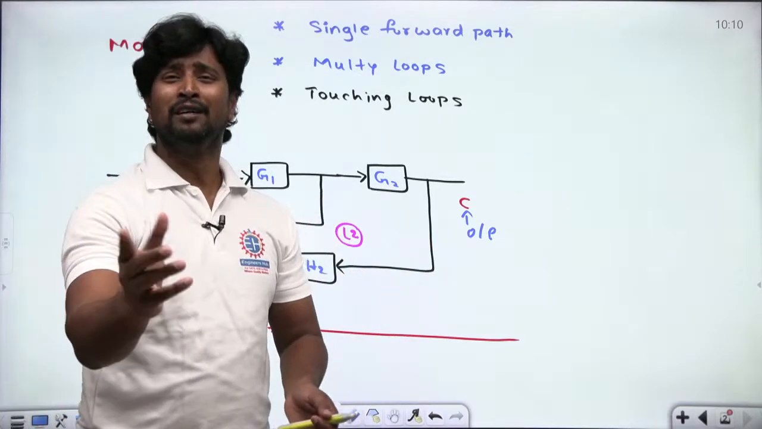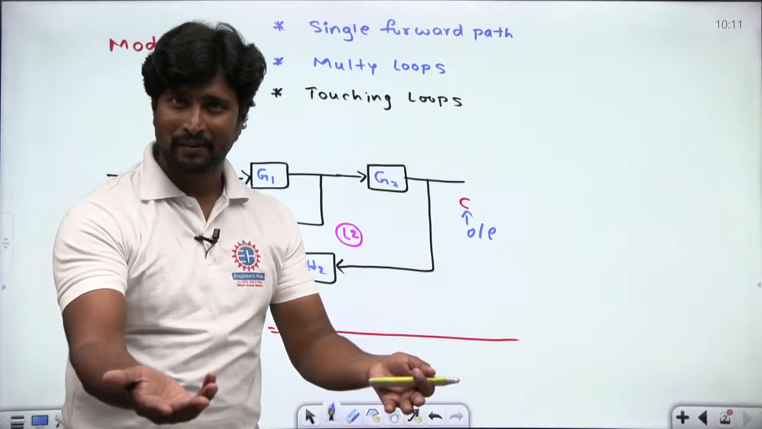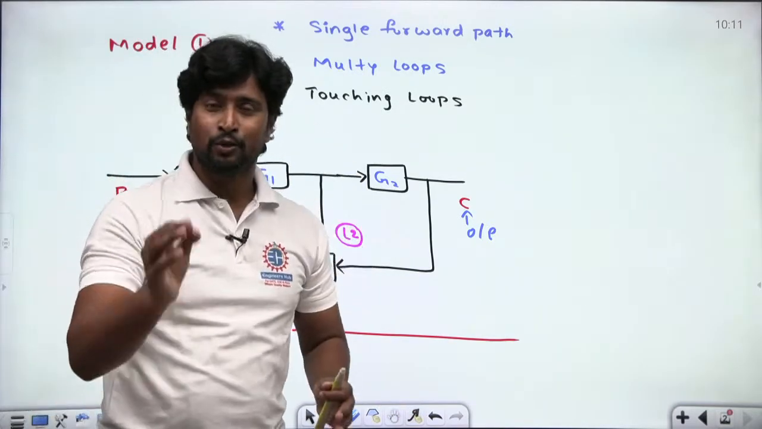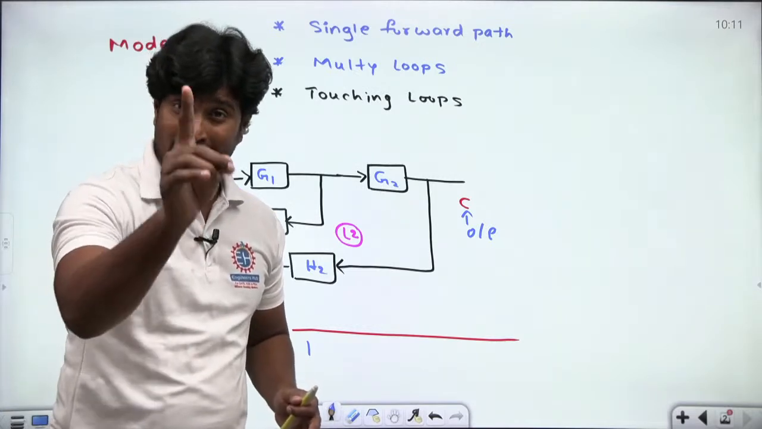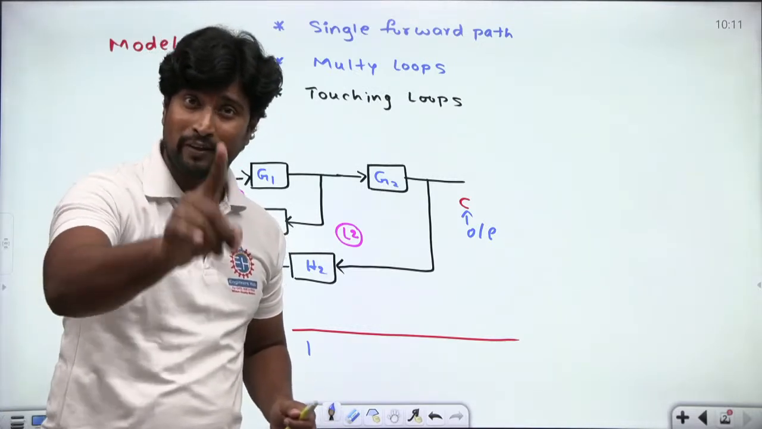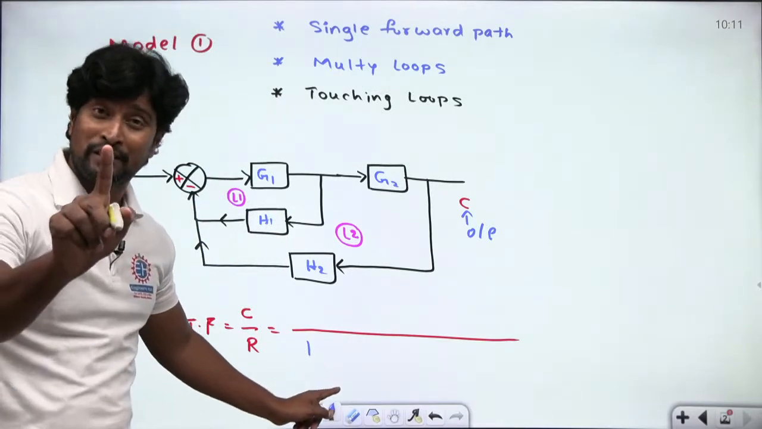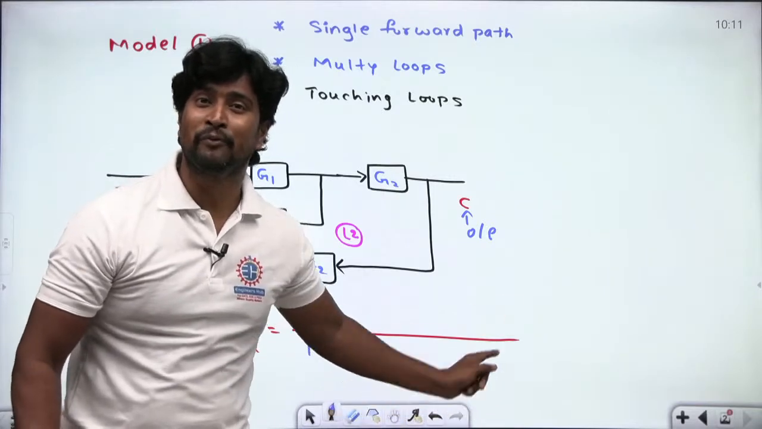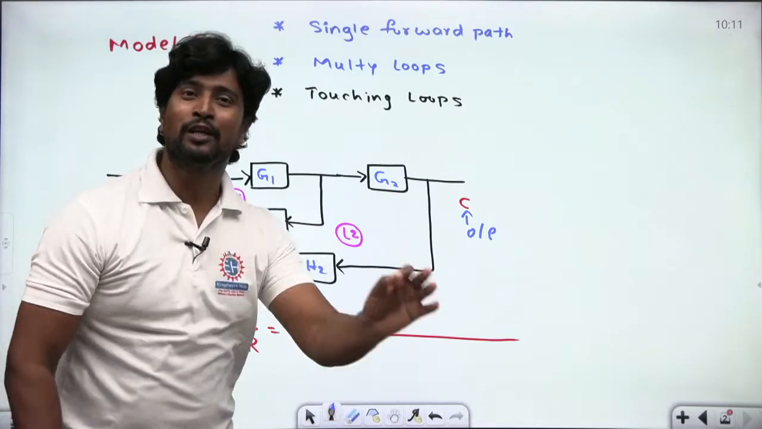Why? What is the reason? I think you know. That is coming from Mason's gain formula. Am I right or wrong? But according to our shortcut method, please try to remember, guys. Whether it is a BDR or SFG, if you want to calculate the transfer function, the denominator part always starts with 1. It's fixed, guys. And one more point, please try to remember. The denominator part is made up of loops or feedback paths, and the numerator part is made up of forward paths.